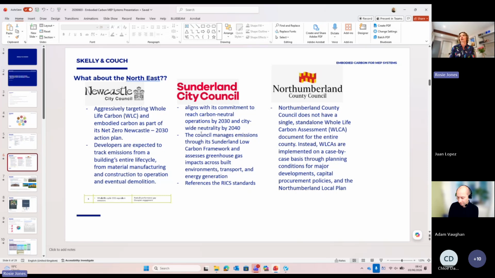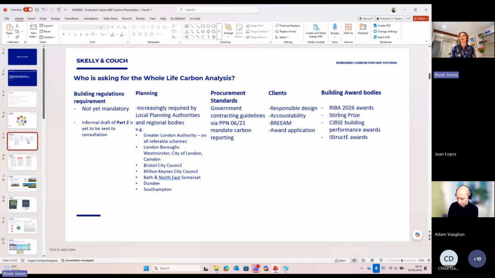Sunderland City Council have got words along the same lines in terms of intent, and Northumberland County Council actually barely broach it. So I think the point I'm trying to make is that the Greater London Authority are all over it and insist upon it, and it's a definitive requirement. And then our Northeast councils are moving towards it, but it's work in progress, really.